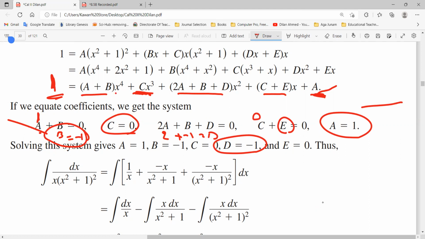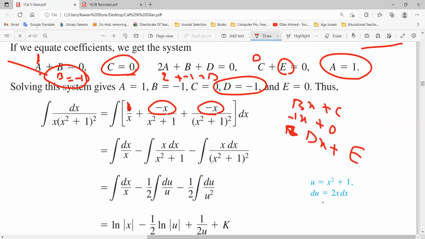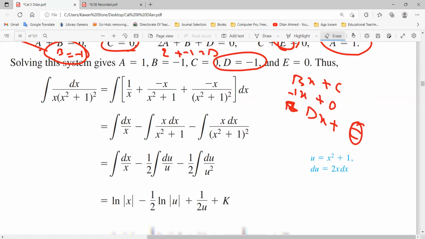So substitute the value. A, bx plus c. Look, b is minus 1, c is 0. So I'll get minus x. Right? And here, this one is what? We say dx plus e. E was 0, d was minus 1, so again you'll get minus 1.